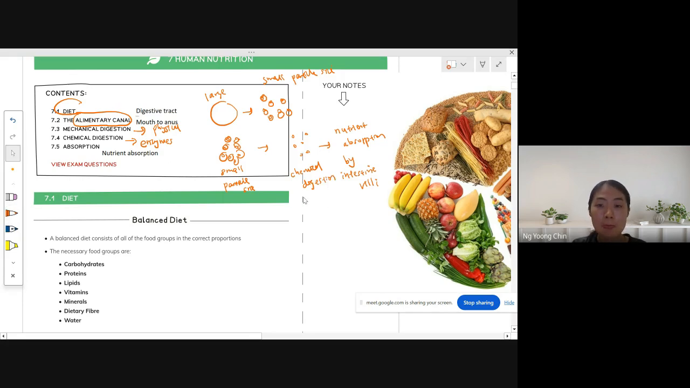So chemical digestion means that they break down the already small particle size into nutrients in their simplest form. For example, amino acids from proteins, glucose from carbohydrates, and fatty acid and glycerol from lipids or fats. Those are the simplest forms of nutrients that can be directly taken up by the intestine villi for nutrient absorption.